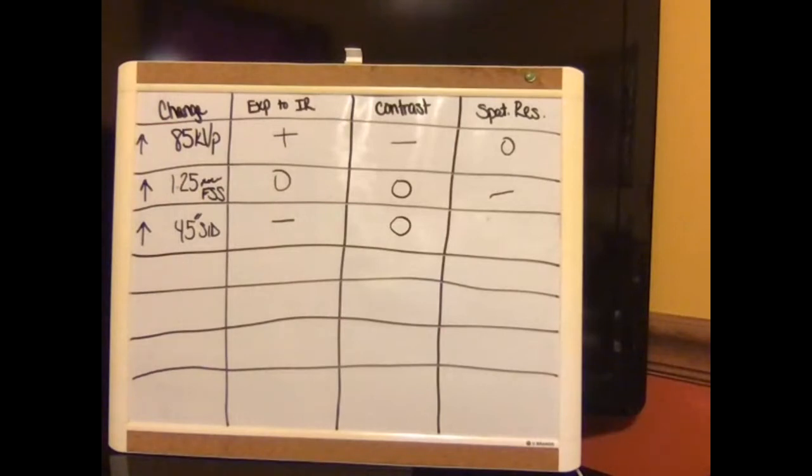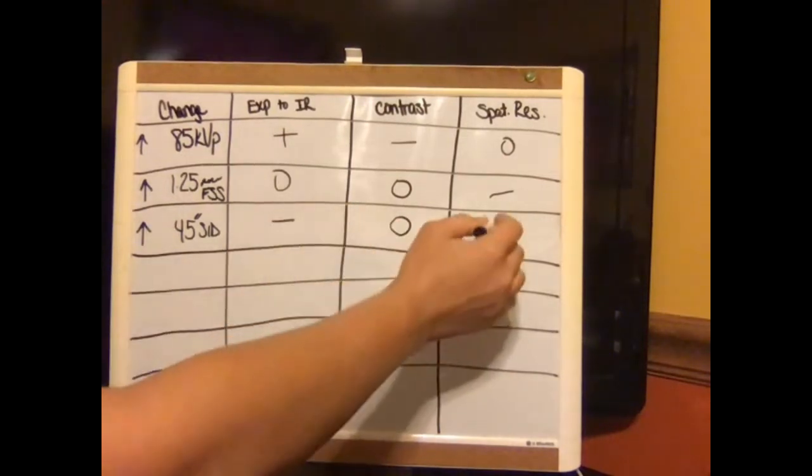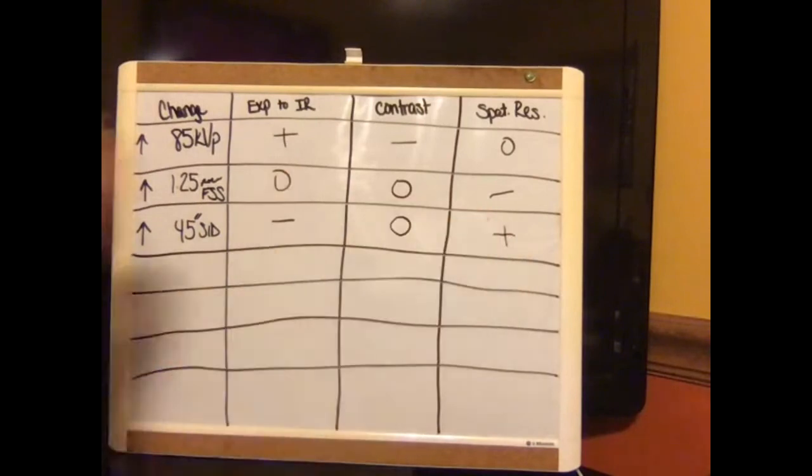Last but not least, spatial resolution. If you increase your SID, you are going to have an increase in your spatial resolution. Remember, your ideal situation is to have the longest SID, the shortest OID, and the smallest focal spot for your spatial resolution to be improved. So if you have a longer SID, you're going to have an increase in your spatial resolution.